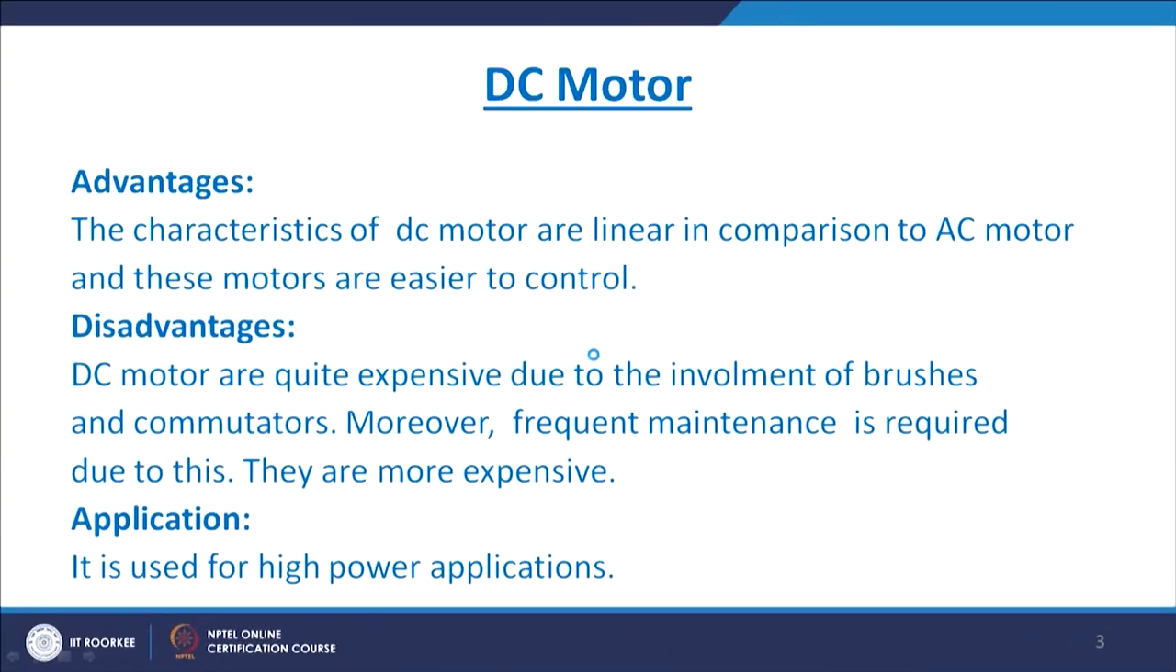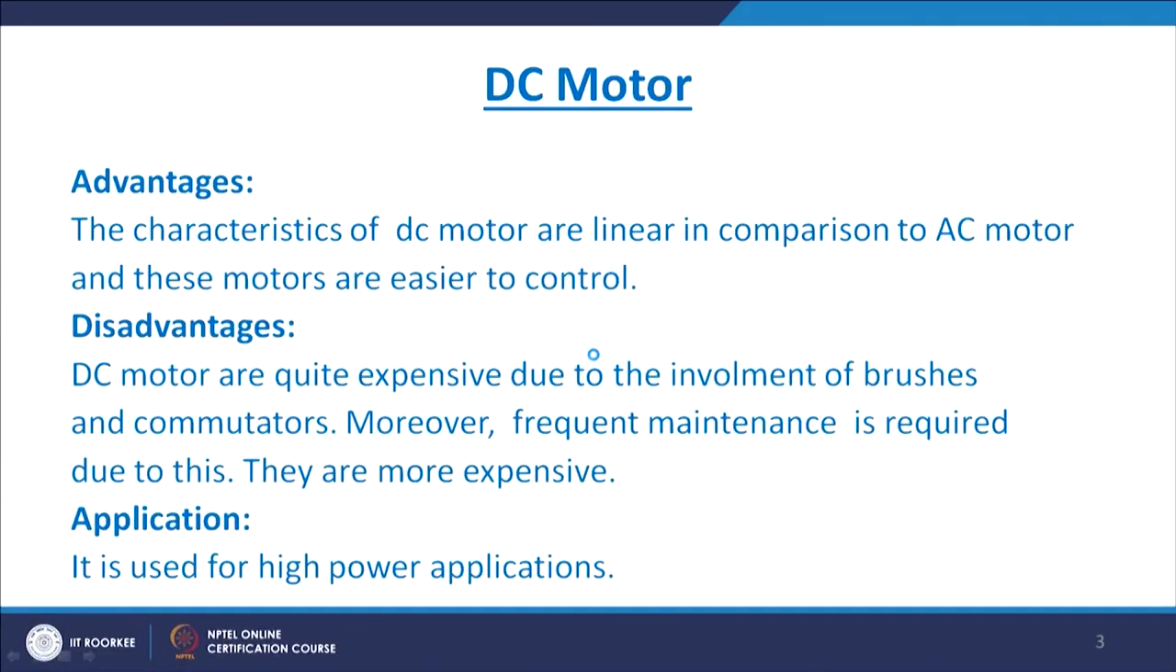Now, about the DC motor, the characteristics of DC motor are linear in comparison to AC motor, and these motors are easier to control. If you see the control aspects, these motors are very easy to control. Then there are some disadvantages. The DC motors are quite expensive due to the involvement of brushes and commutators, and actually the size increases. And again, we have to maintain these brushes and commutators, and therefore it is quite expensive.